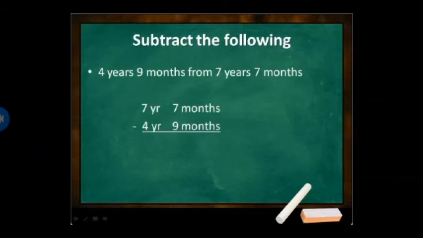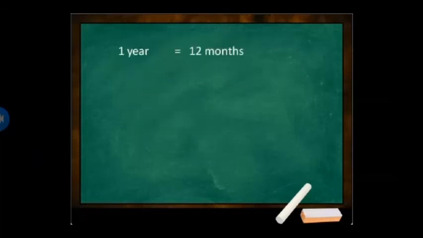Now next one, 4 years 9 months from 7 years 7 months. You are going to subtract them. So 7 years 7 months you will put on the top, and 4 years 9 months you will put in the bottom section. Now you cannot subtract 9 months from 7 months. So what you will do is, from the years you will take 1 year, that is equal to 12 months.